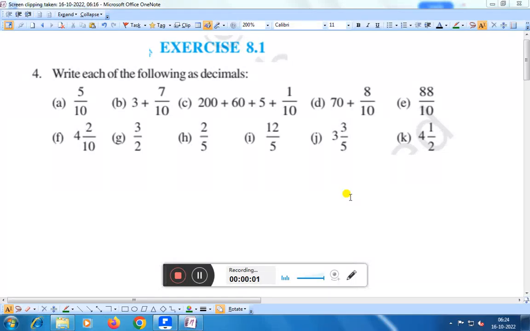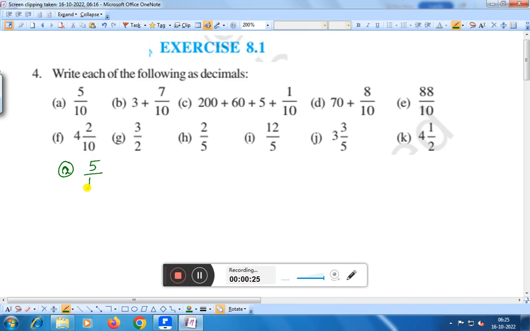Everyone, today we shall discuss exercise 8.1 question number 4. Write each of the following as decimals. Right, we'll solve all the problems. The first one, question number A, is 5/10.